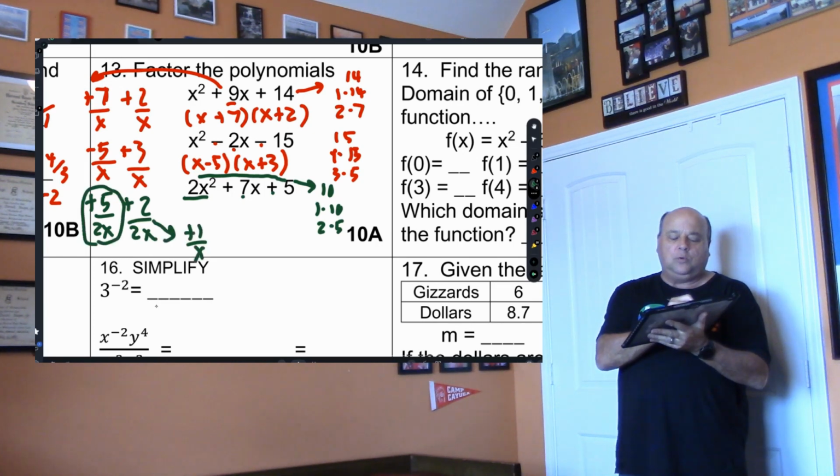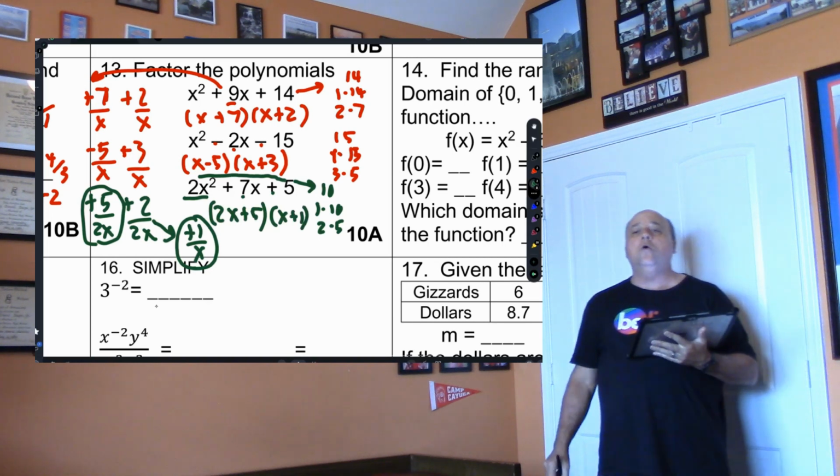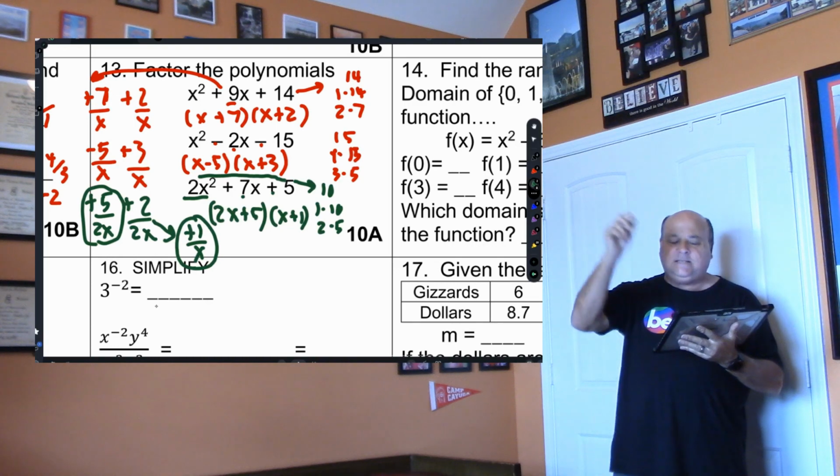So I have my 2 parentheses, this one and this one. So my first factor is 2x plus 5. And my second factor is x plus 1. They could be in any order. Don't ever forget that. Piece of cake.